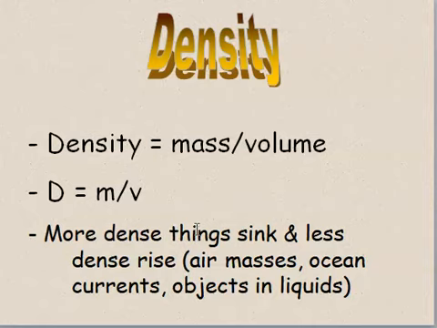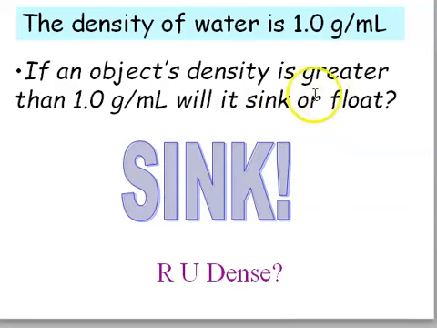Remember when we talked about convection earlier, that heated fluids are less dense, so they rise, and then cooler fluids in other locations will follow to take their place. And that applies to air masses and ocean currents and even things in liquid to figure out if they're going to sink or float. All right, so the density of water is 1 gram per milliliter.